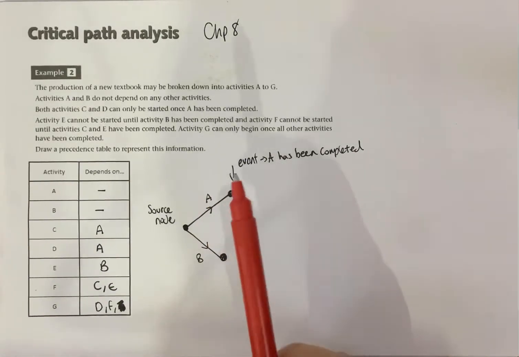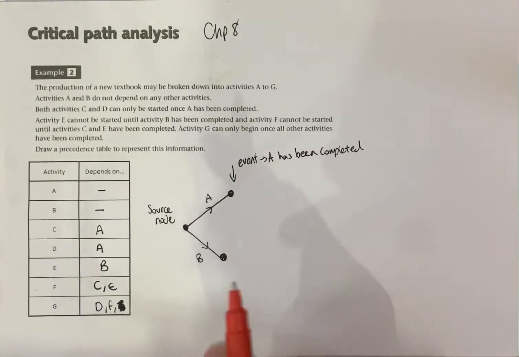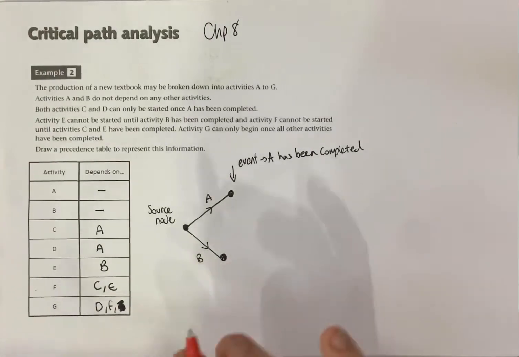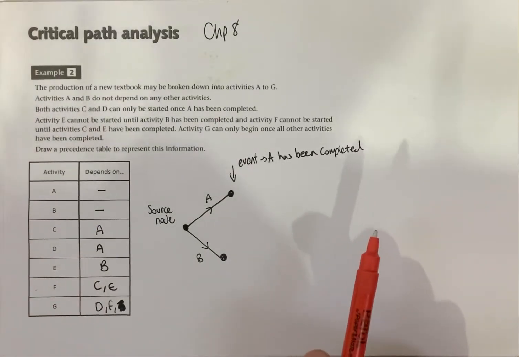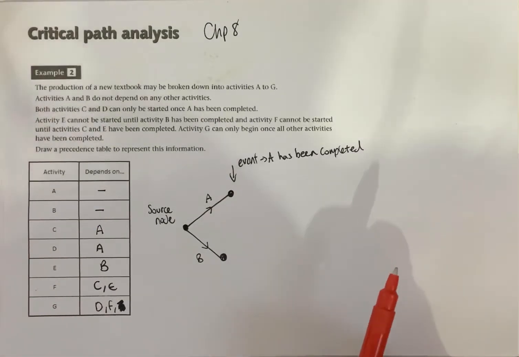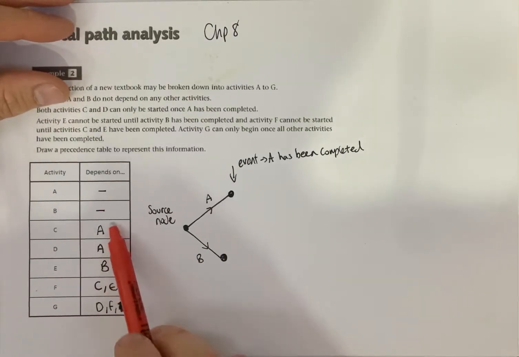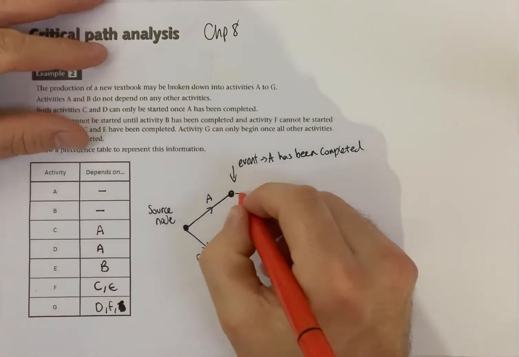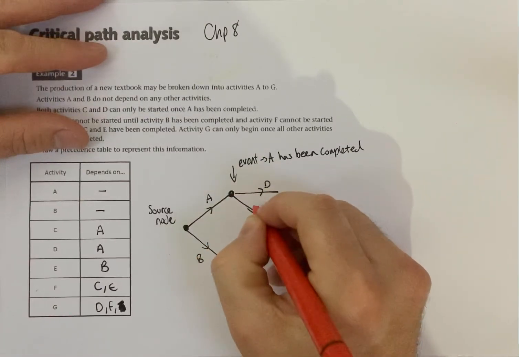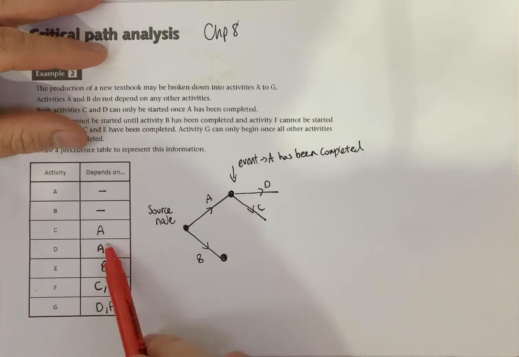Now you can number the events, so you can have 0, 1, 2 and so on. You don't have to though, there's nothing to say that you have to do that. It just sometimes helps with your identifying. So you could say what activity links events 3 and 4, for example. Okay, so then it says both C and D depend upon A having been completed. So if I do D there, C there, because C and D must take place once A has been completed. So event A has been completed, we can get cracking on with C and D.